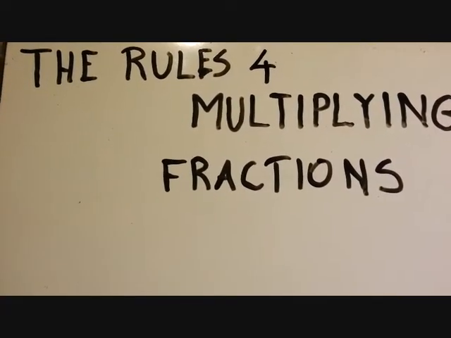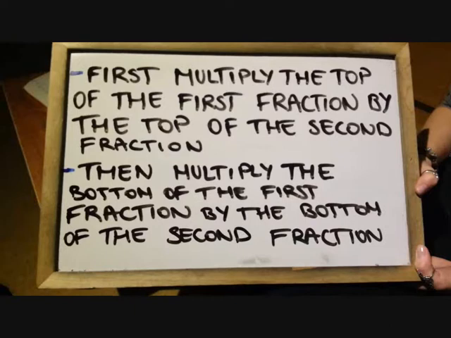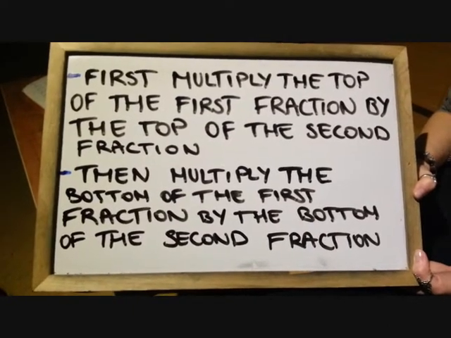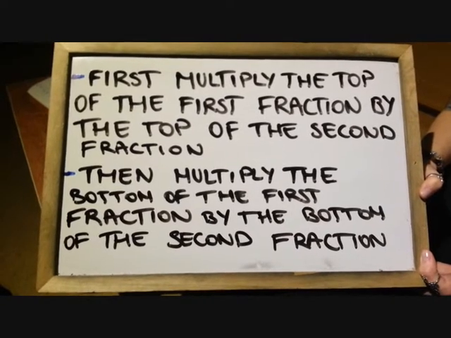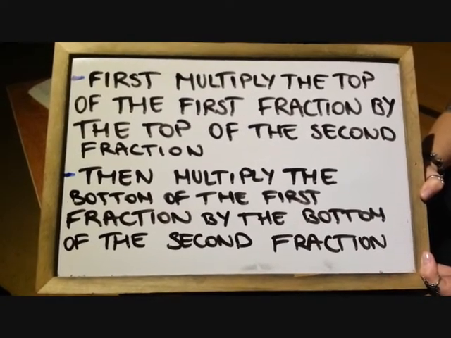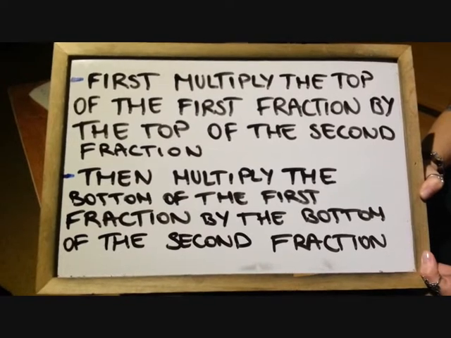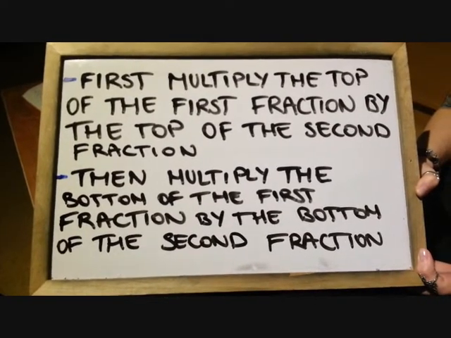The rules for multiplying fractions. First, multiply the top of the first fraction by the top of the second fraction. Then, multiply the bottom of the first fraction by the bottom of the second fraction.